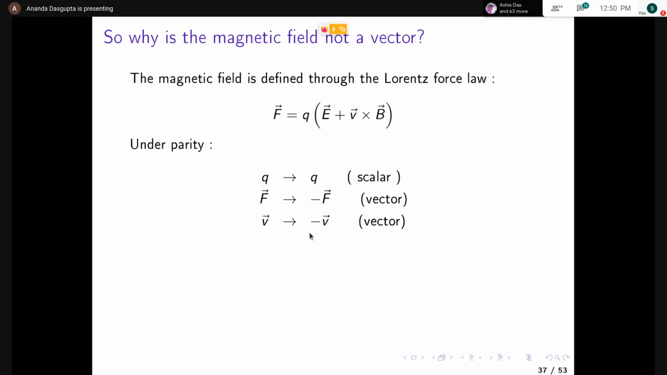So what will happen to the equation? If you want the equation to stay the same, F is changing sign, right? Q is not. So if you want the equation to stay the same, E must change sign, but B must not, because here the change of sign is already there through V. So only if you have E a vector and B a pseudo vector will the Lorentz force law stay a valid law of physics under reflections.